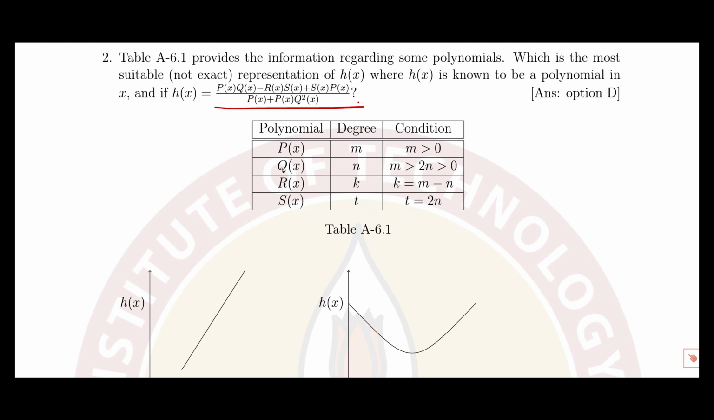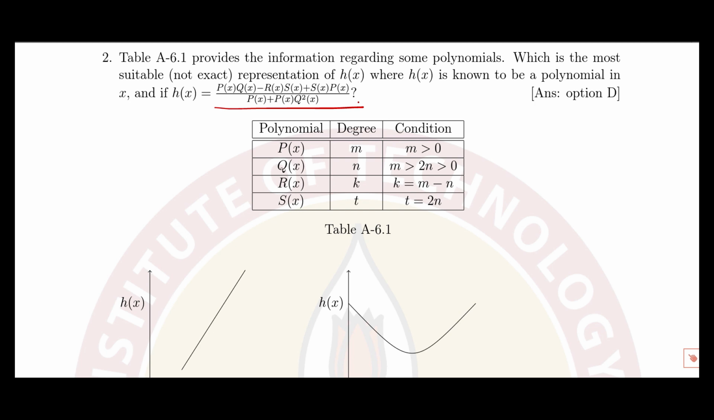In table A 6.1 it is given that p of x is a polynomial with degree m, where m is greater than 0, and q of x is a polynomial with degree n, where m is greater than 2n, which is greater than 0, and also r of x is a polynomial with degree k, where k is equal to m minus n, and finally s of x is a polynomial with degree t, where t is equal to 2n.